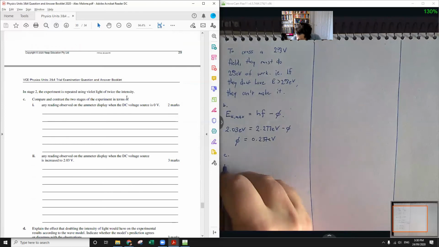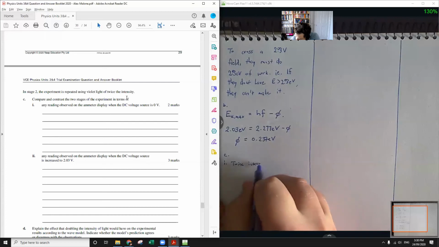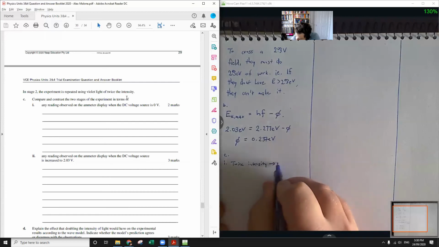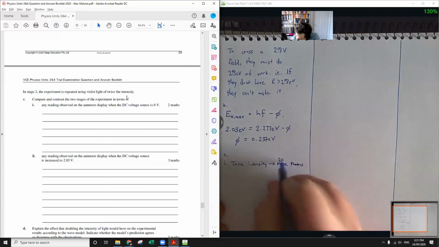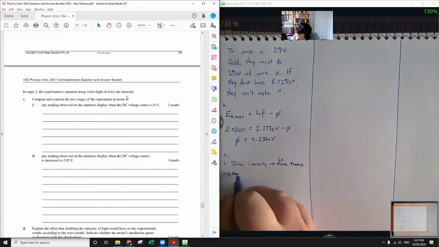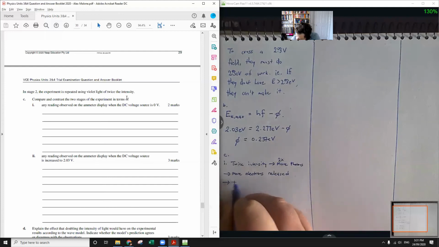Okay, so part 1, twice intensity implies more photons. 2 times more photons implies more electrons released. Implies higher current. So assuming that the electrons can be released at all, we would expect to see more of them with higher intensity than with lower intensity.